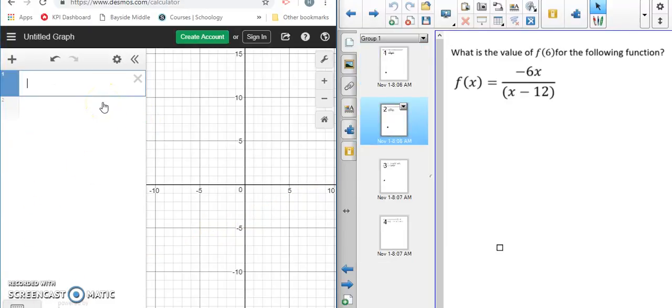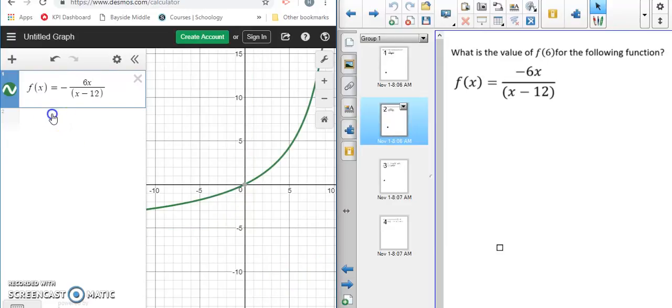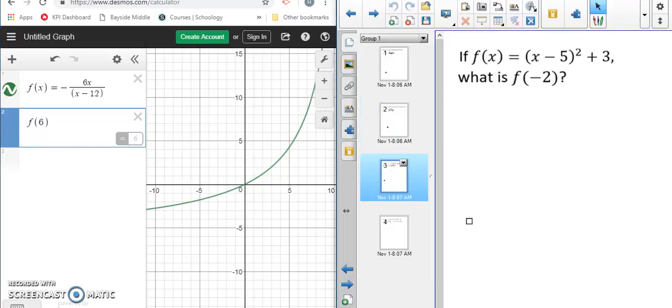Same idea here. What is f of x? What is f of 6 for the following function? Well, we have f of x is equal to negative 6x over x minus 12. Well, again, type in your original. So we've got negative 6x divided by x minus 12. Now when I do that, again, I hit enter, and I say I want f of 6. So what's f of 6? Well, it's 6. So if I go again here to 6, where is the y value? It's at 6.